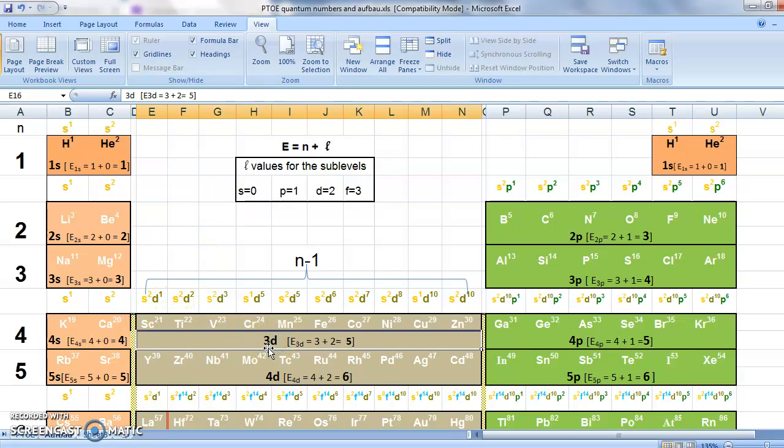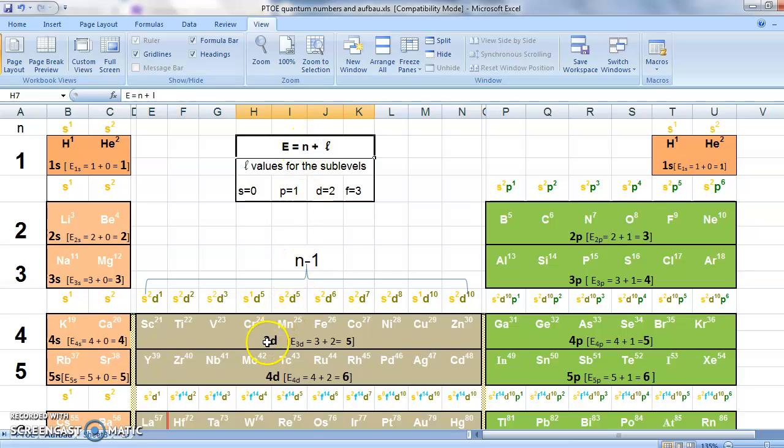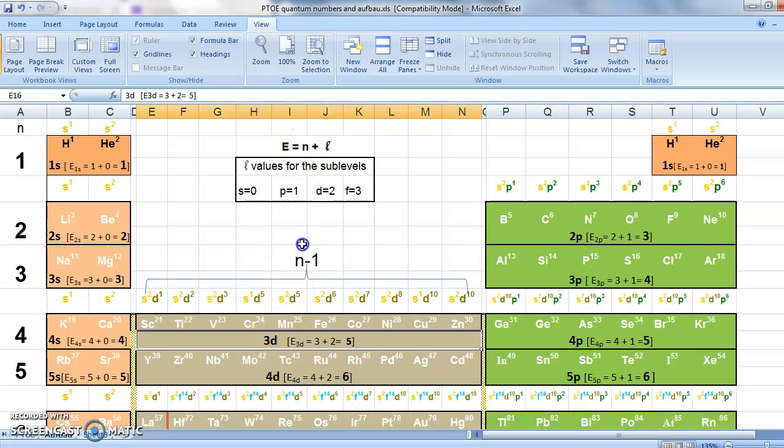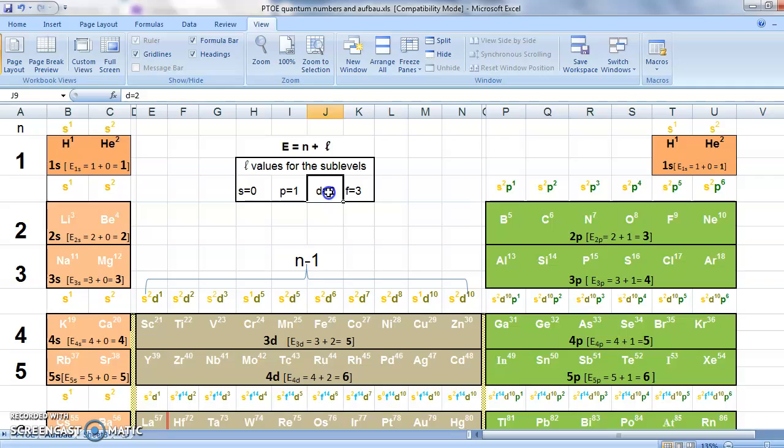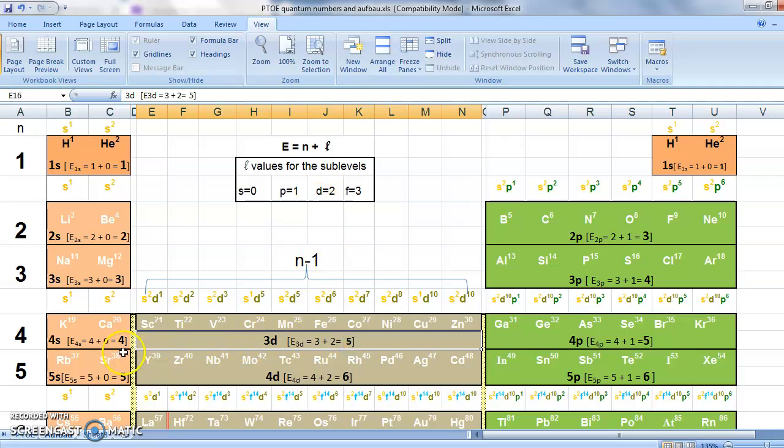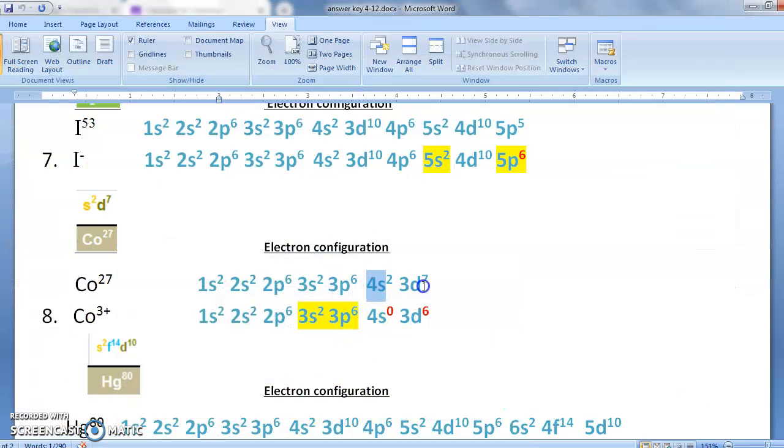The 3D, my n is 3. That first number is the n number. The d is a code for what the sublevel is. The energy in the d is 2. So 3 and 2 is 5. 5 is bigger than 4, so it gets filled afterwards. And cobalt's the 7th one over. So we've got this right. And it matches what we predicted it should end in.